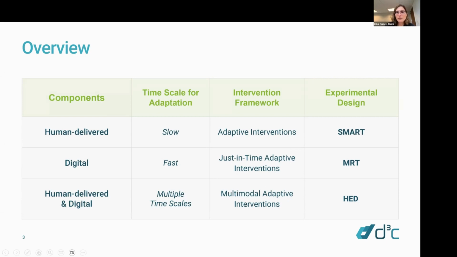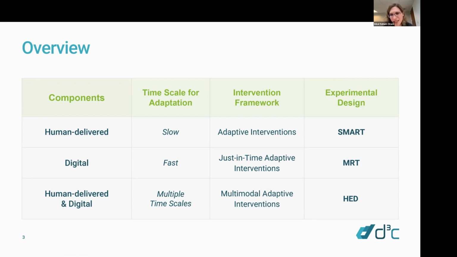And finally, I'll focus on multimodality adaptive interventions, or what we call MADIs, because we love acronyms. And I'm going to show you how MADIs can help you guide the integration between human-delivered and digital components that are adapted on multiple timescales, both slow and fast. And then I'll talk about the hybrid experimental design, and I'll show you how this trial design can help you answer questions about how to best construct multimodality adaptive interventions, MADIs.